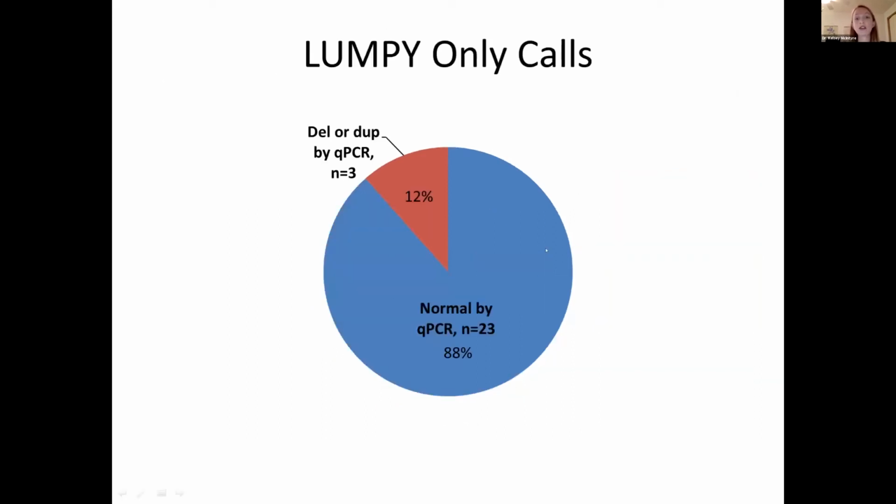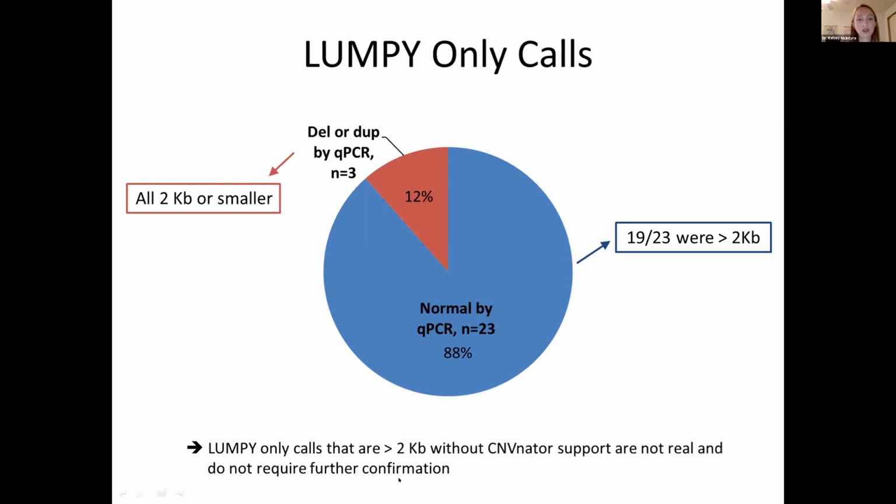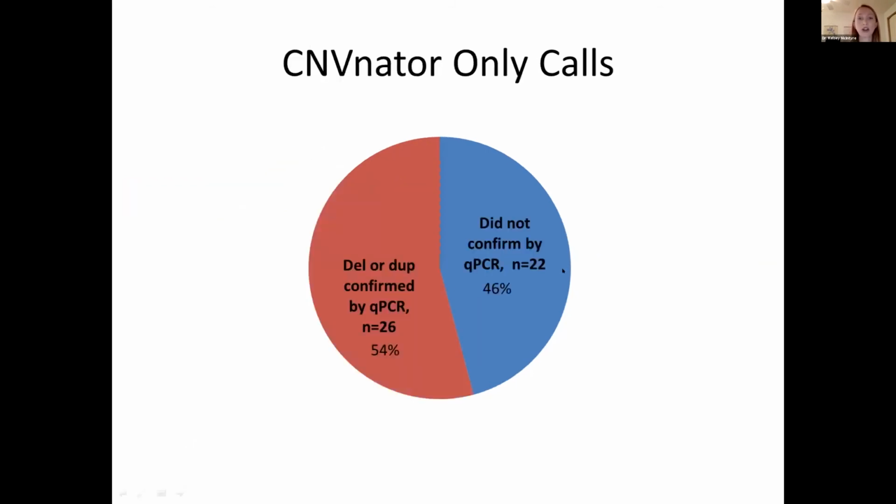Of LUMPY only calls, most of them did not confirm by qPCR, and the ones that did confirm were all smaller than 2 kb. That's not surprising, because as we talked about, the split read methods are much better on the smaller scale and not so good on the bigger scale. And most of the ones that were normal were larger than 2 kb, i.e. if you have a large call greater than 2 kb without any depth of coverage support, it's probably just junk. So LUMPY only calls greater than 2 kb without CNVnator support are not real and don't require further confirmation.